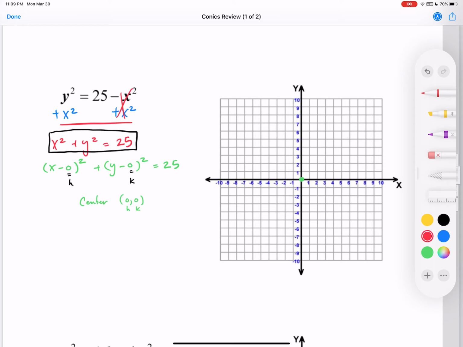Which means the 25 is my r squared. So if that's r squared, that means the radius is the square root of 25, which means the radius is going to be 5. And since the radius is 5, from the center, I'm going to go 5 units to the right, 5 units to the left, 5 units up, and 5 units down. And then we can sketch out our circle the best that we can.